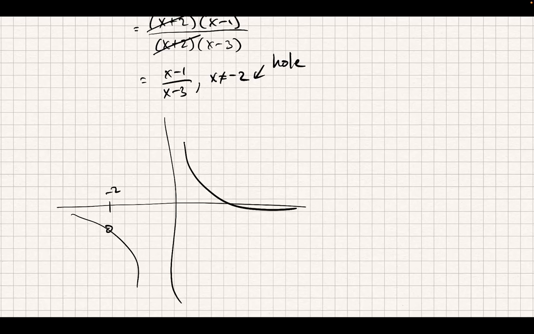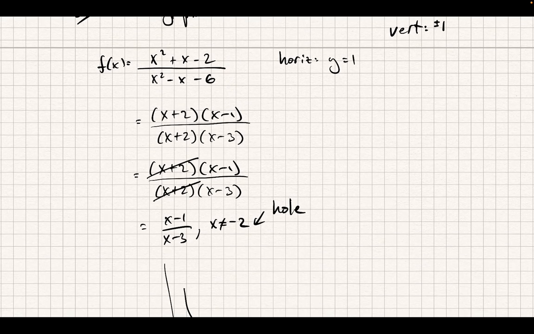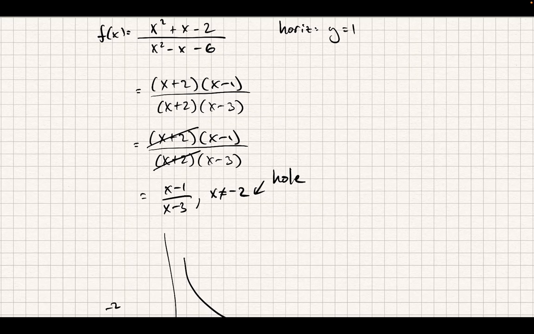But the graph does look like that. So that's my hole, and then all I need now is my vertical asymptote, and I can get that from my factored version. So what's my vertical asymptote? x equals 3. What was my horizontal asymptote? y equals 1, and my hole is x is not allowed to be equal to -2.